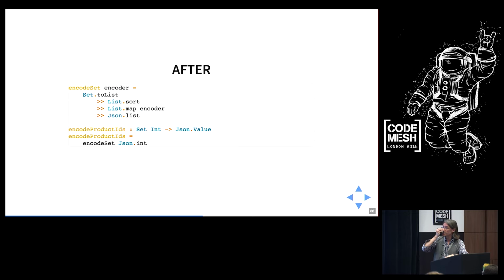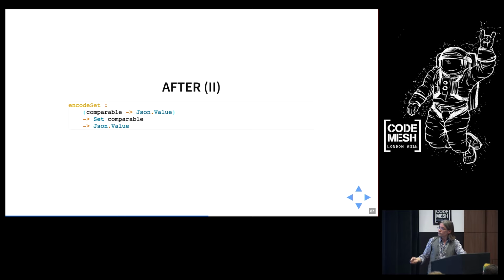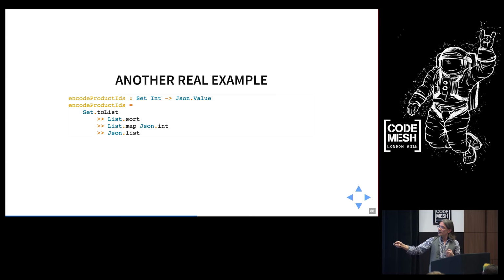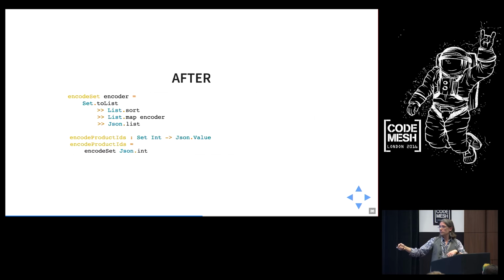So in this code, we did tease it apart. We said, if you pull out the integer part of this, you end up with something. And then if you pull out the set part of this, you've just got something that transforms sets into JSON values and doesn't really care what's in them. And then we can make our product ID encoder as a simple function of that. The type signature gets more complicated, but we've got a reusable tool just by looking at this set type here and seeing what can be pulled apart.